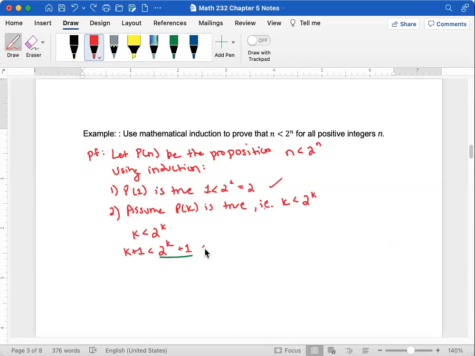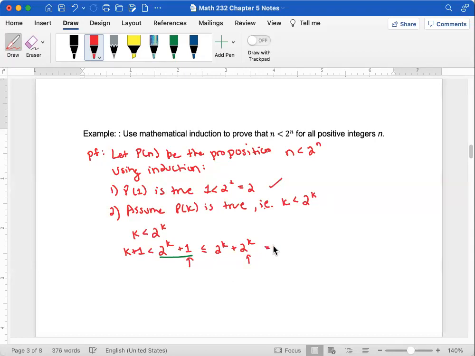All right, so to do that, I need to manipulate this inequality. I can say that 2 to the k and 2 to the k works. In other words, I know that 1 is definitely less than 2 to the k, because the first case worked when k happened to be 1. And since k is a positive integer, I'm good. It's always going to be less than that value, regardless of which k I'm looking at. So I can say that k plus 1 is definitely less than 2 to the k plus 2 to the k.